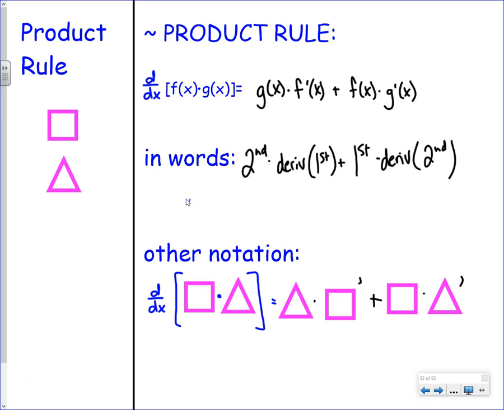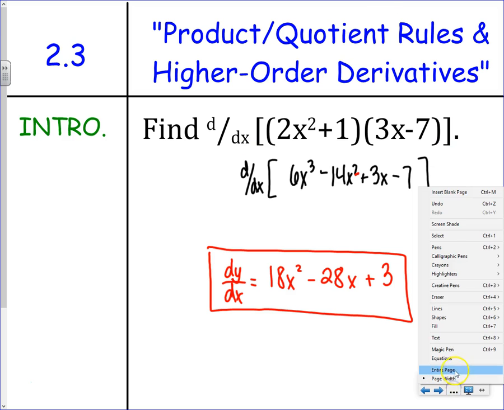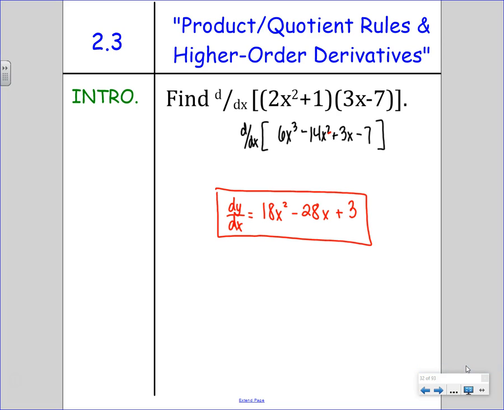I want you to try to use the rule on the example we just did. Go back and solve it the product rule way. The function that we just did. Go back to the example that we just did, so we can solve it in alternative ways. So now with the product rule.